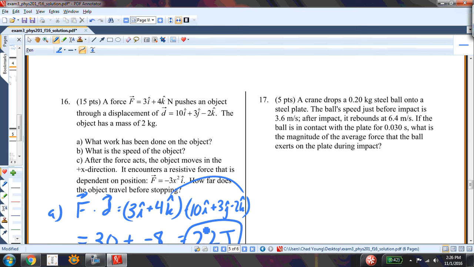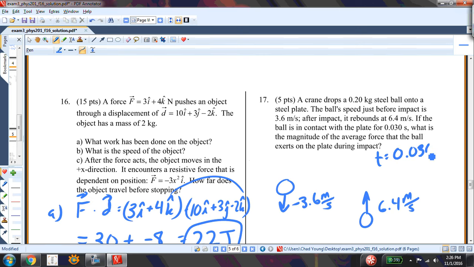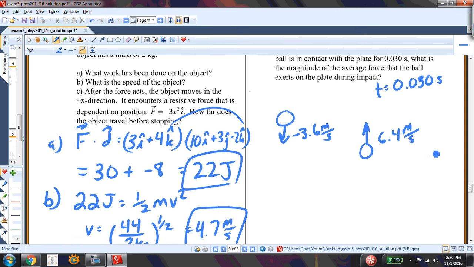All right. A crane drops a steel ball onto a steel plate. Just before impact, the ball is traveling at 3.6 meters per second. Negative 3.6 because it's going down. And then it bounces off the steel plate, and now it's going 6.4 meters per second. It takes a time equal to 0.03 seconds. And I want to know, what is the magnitude of the force?